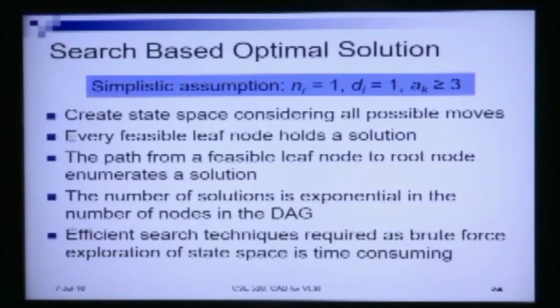The path from this leaf node to the root enumerates a distinct solution, because a distinct path from the root to leaf is a distinct set of allocations of operations to resources at particular time steps. If you have a different path, that different path will give you a different allocation of operations on resources at time steps. Hence, if a leaf node is reached, then we have a feasible solution.